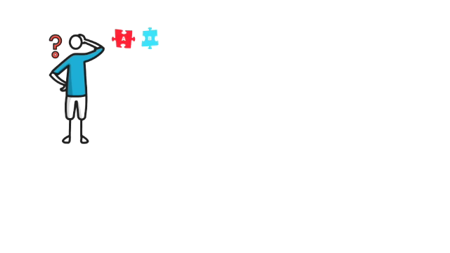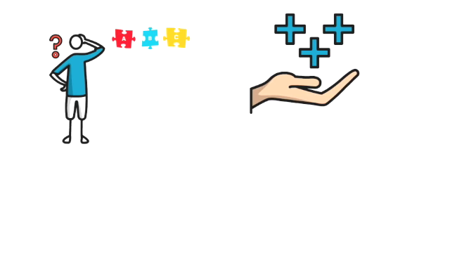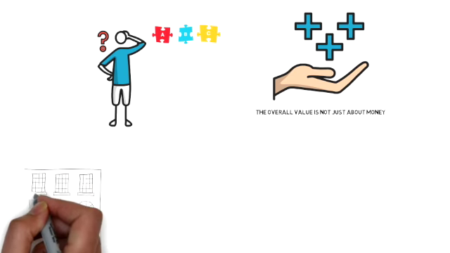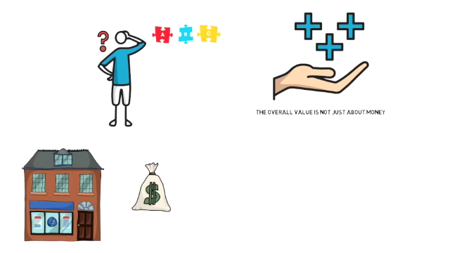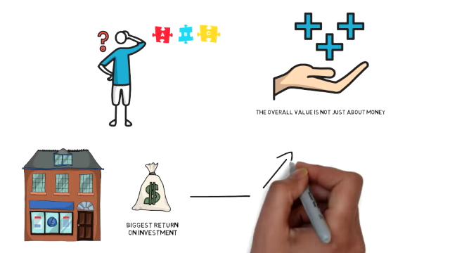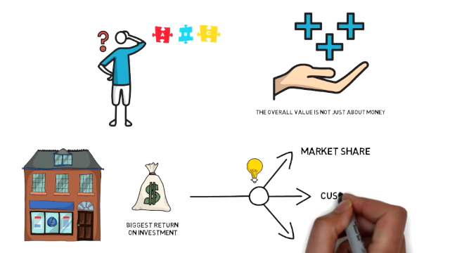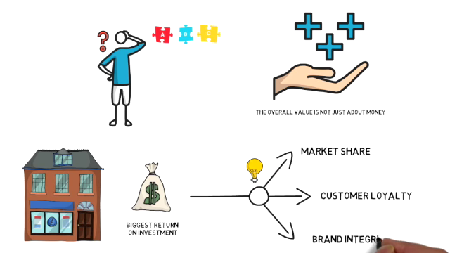One thing to keep in mind while prioritizing different features or products is that the overall value is not just money. Of course, as companies, we are looking for the biggest return on investment. However, we also need to consider what will happen to the market share, customer loyalty, and brand integrity as you make trade-offs to meet or delay deadlines.